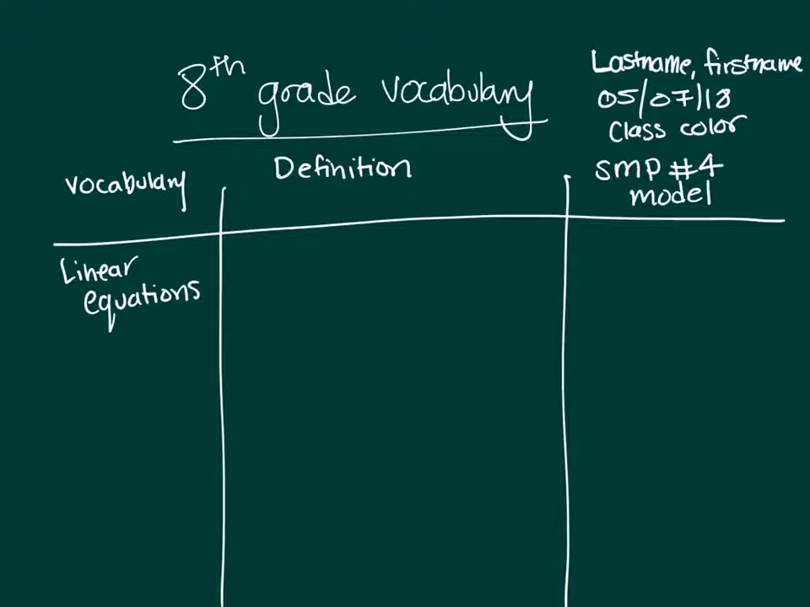So our first definition is linear equations. A linear equation is an equation whose graph is a line. So I'm going to repeat that. A linear equation is an equation whose graph is a line. Here you go.